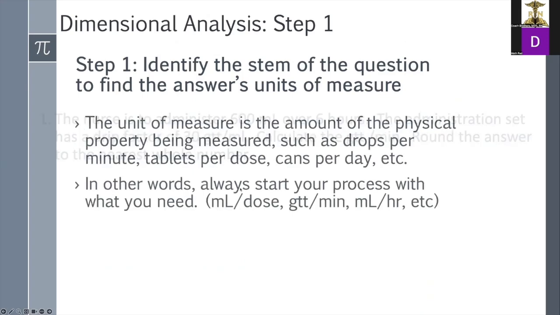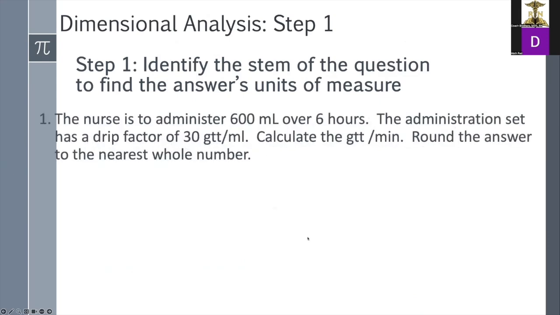So let's look at a question. This is step 1. We're going to identify the stem. The stem is the portion of the nursing question that tells you what you are solving for. So let's identify the stem to find the answer's unit of measure.